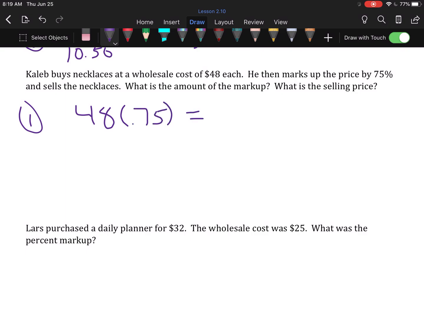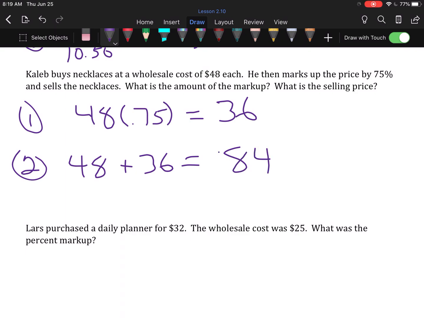So we do 48 times 0.75. That is 36. Step 2, he's marking it up by that amount. He's adding that to it so that he makes money. So what's he going to sell it for? Well, he's going to take what he paid, he's going to add his $36 markup, and he is going to charge $84.